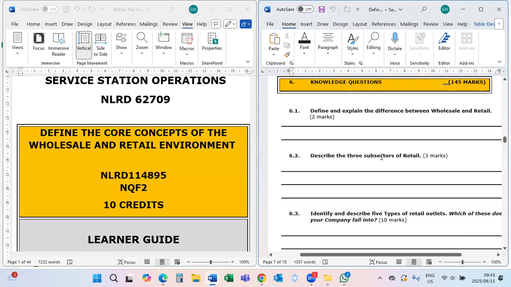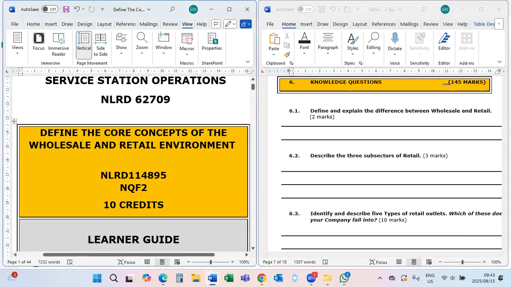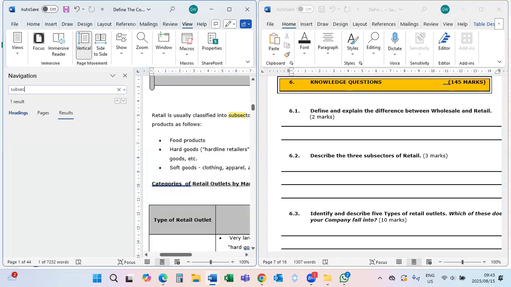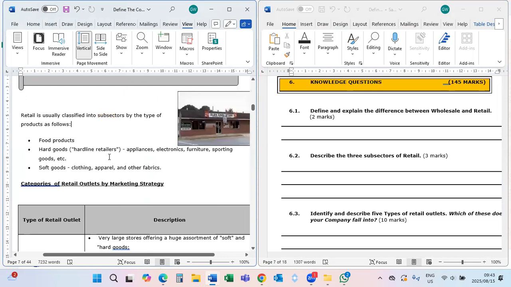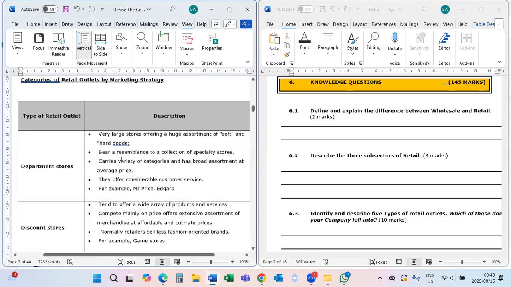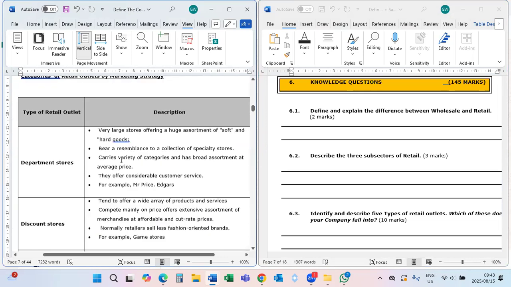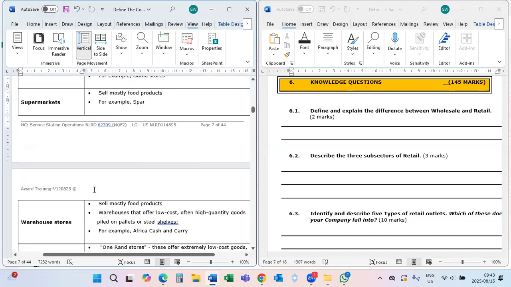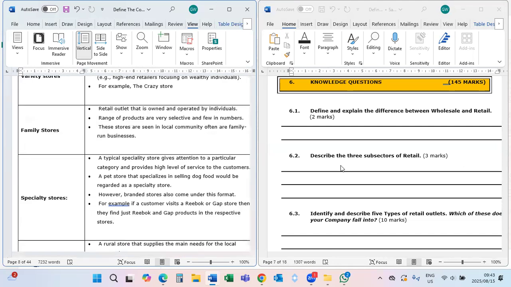Describe three subsectors of the retail. Let's have a look at that. Subsectors. Here they are here. There we go. So you'll find this on this page over here. What page is this? This is on page 7. So they're department stores, so you can just describe three of them: department stores, discount stores, supermarkets. Just choose any three of these and just put a brief description here on them.